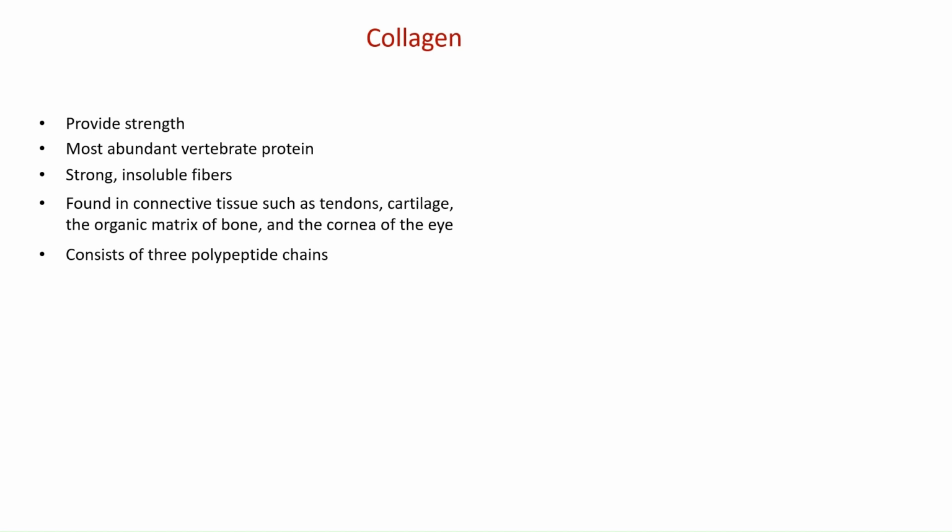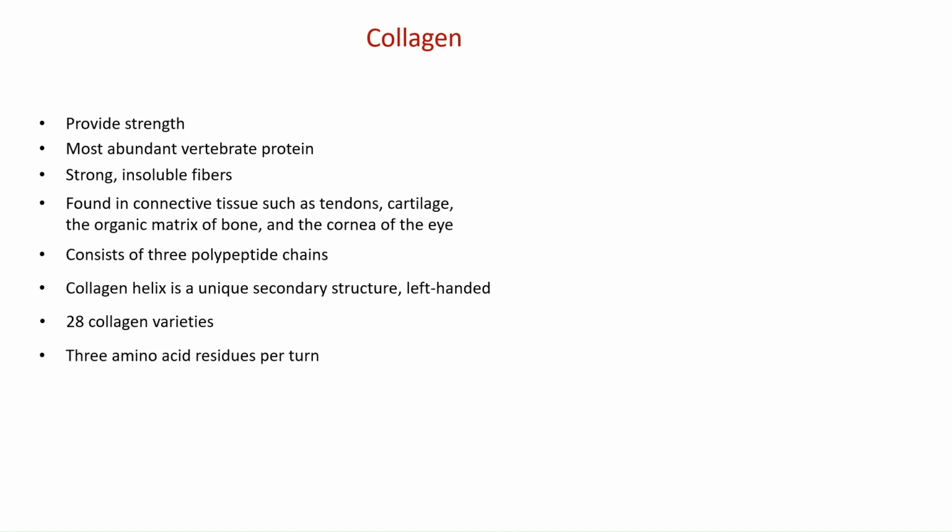In case of alpha keratin, we studied that it is made up of two polypeptide chains. Here, the collagen consists of three polypeptide chains. The collagen helix, that is the secondary structure, is a left-handed orientation. There are a total of 28 collagen varieties found in our body. Collagen consists of 3 amino acid residues per turn. If you remember from keratin, it is 3.5 residues per turn. Here in collagen, it is 3 amino acid residues per turn.